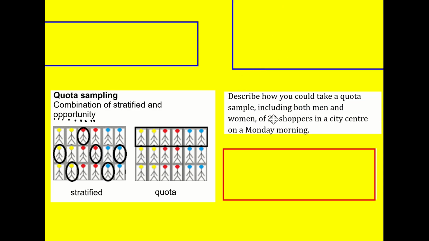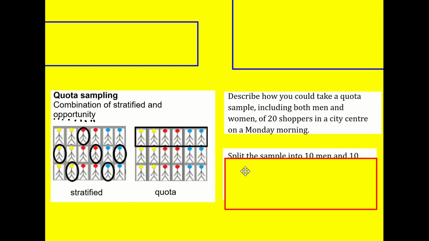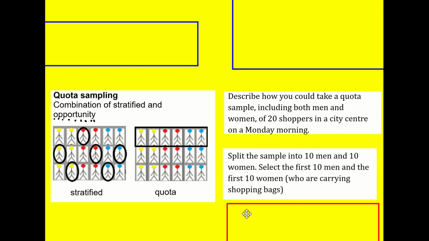Okay, so how could I take a quota sample of both men and women of 20 shoppers in a city centre on a Monday morning? Well, I think for this, the population is roughly 50%, 50%. I'm saying people are either men or women here. Fair enough, you can dispute some of the things I'm saying, but I'm just trying to give examples.